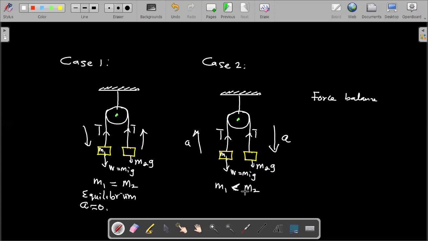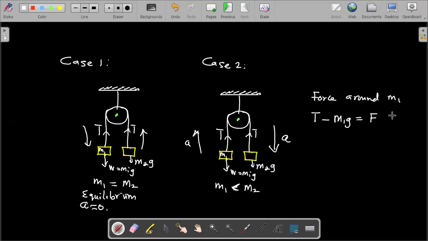Let's just call it force balance. Force around M1. Since M1 is accelerating upward, it implies that the upward force is more than the downward force. So we can say the tension in the string minus the weight of that object, which is M1G, will be equal to the total force around this object, which is going to be F.